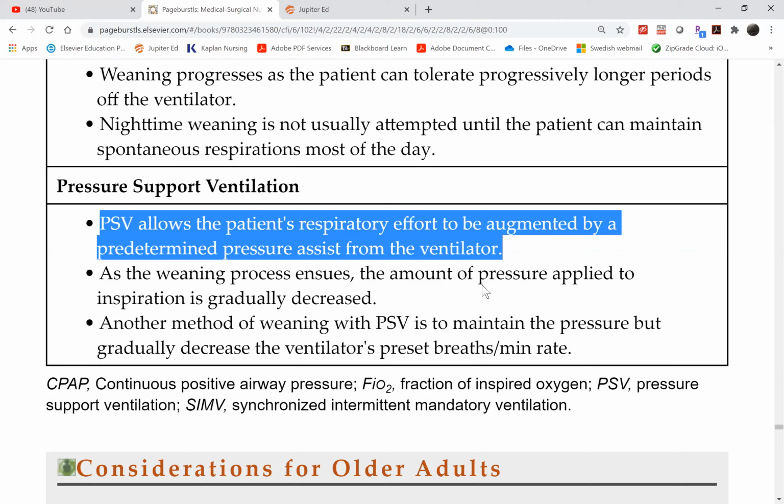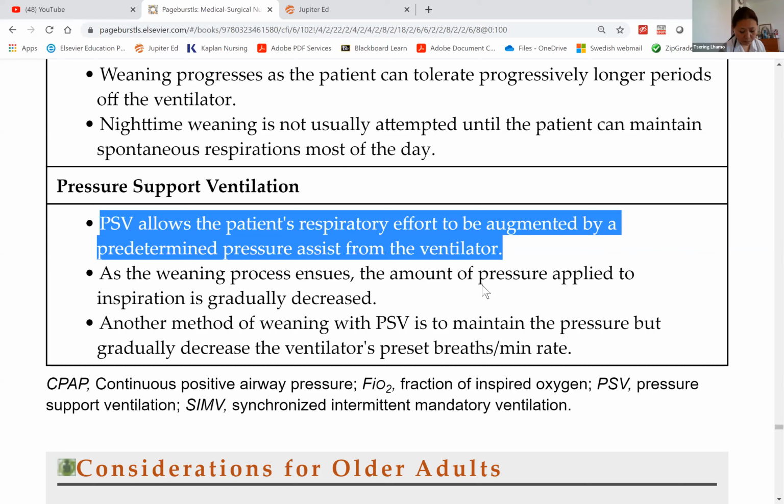This is like the spotter at the gym. For those of you who go to the gym and you're on the bench press, right? There's a spotter working at the gym that helps you, especially if you get into trouble. So think of pressure support ventilation as the spotter at the gym. You're doing things on your own. However, you just need a little bit of help in the process. Does that make sense?